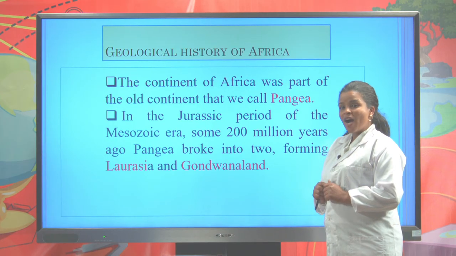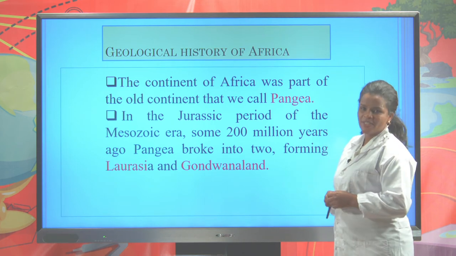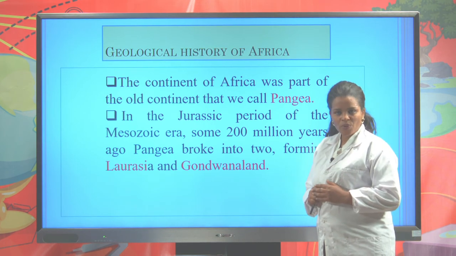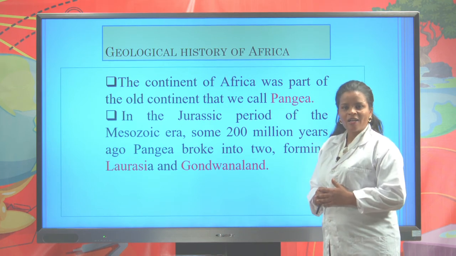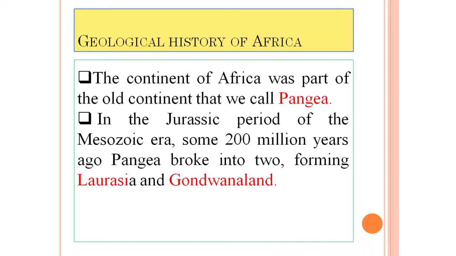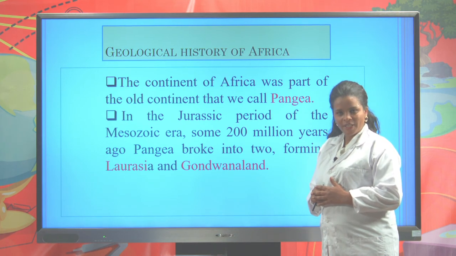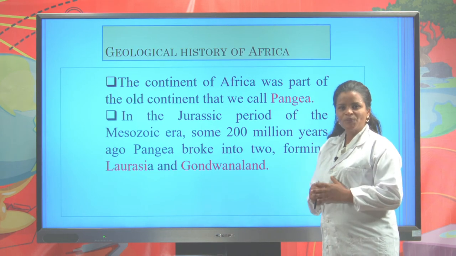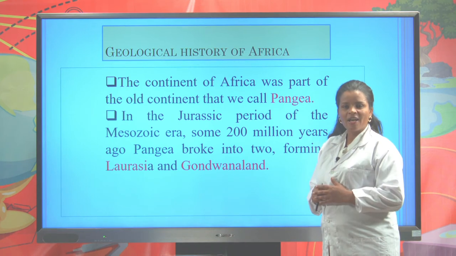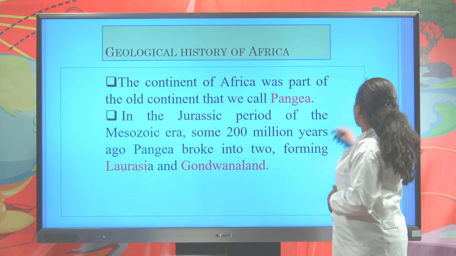The continent of Africa was part of the old continent that we call Pangaea. Pangaea split into two during the Mesozoic era, in the Jurassic period, 200 million years ago. Why did Pangaea split into two? Because of continental drifting. So Pangaea split into two during the Mesozoic era. The two continents are Laurasia and Gondwana. Africa is part of Gondwana land.